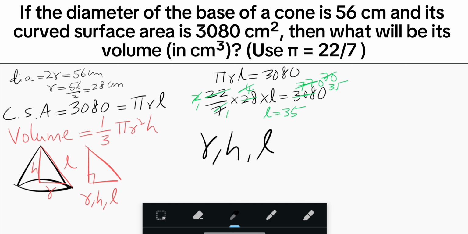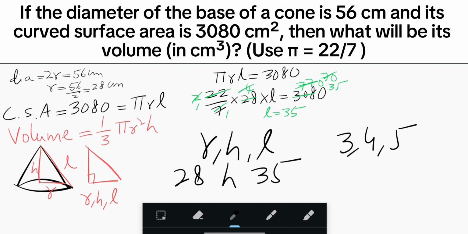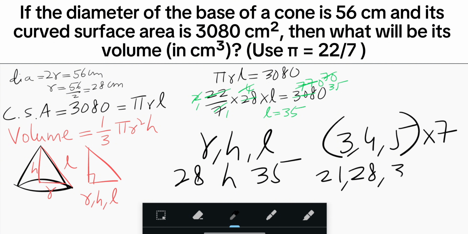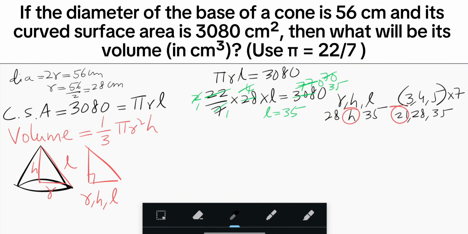R, H, L are Pythagorean triplets. R is 28. We don't know H. L is 35. We know 3, 4, 5 are Pythagorean triplets. If we multiply this Pythagorean triplet with 7, we get 21, 28 and 35. From this, we can say H equals to 21. So to find volume, we have R equals to 28 and H equals to 21.